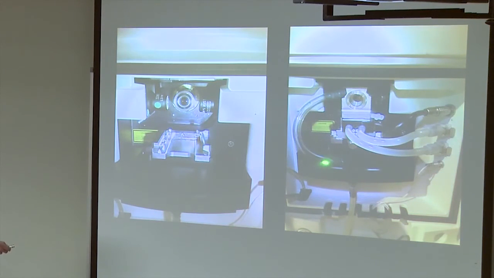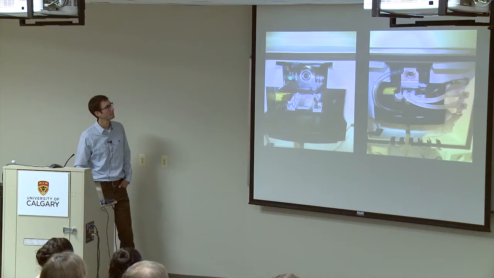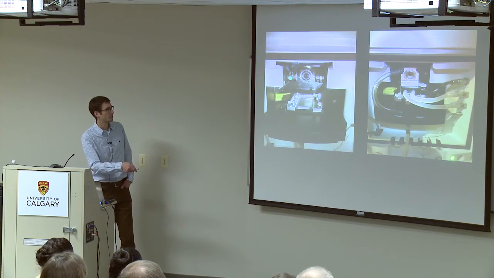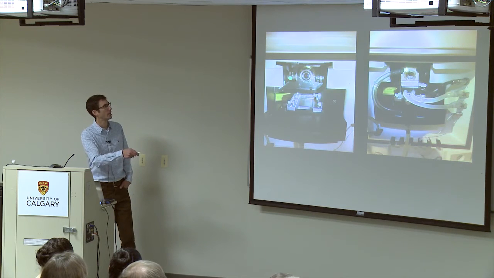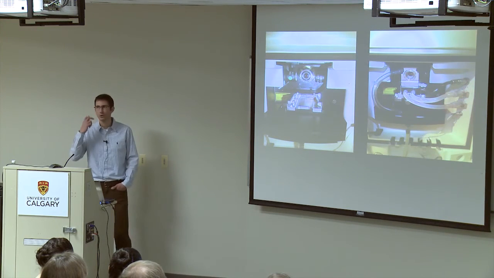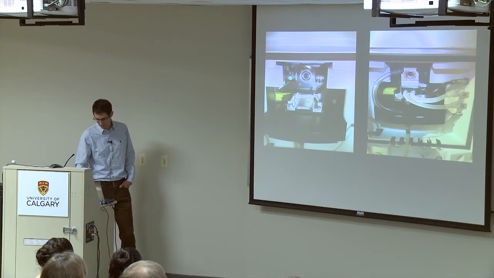This is a little emergency overflow for when you fill it up too high, and that can drain out the bottom of the microscope and hopefully not damage anything. There's also a little temperature sensor here that will sit right inside this chamber when you're doing live cell imaging as well.